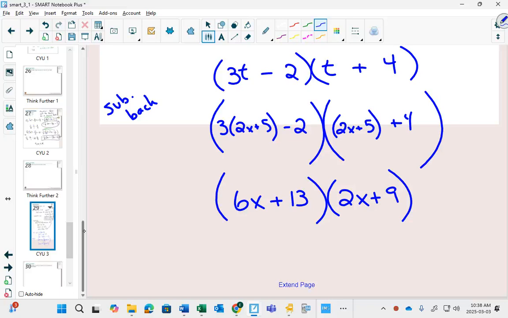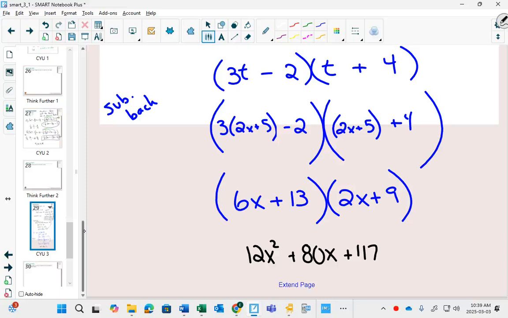If I multiply this out, you see that you would get 12x squared. Outside is 54 plus 26. And 13 times 9 is 117. If you did method 2, the last step of method 2 would be having to factor that. That is hard to factor. 117 is probably not in your normal times table, because you probably don't have your 13 times table memorized.